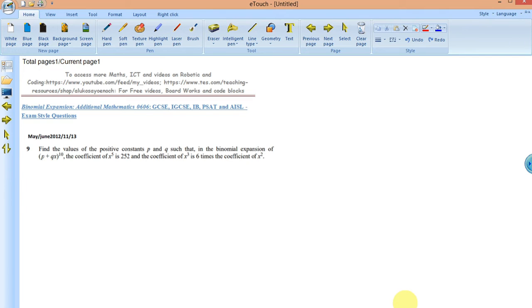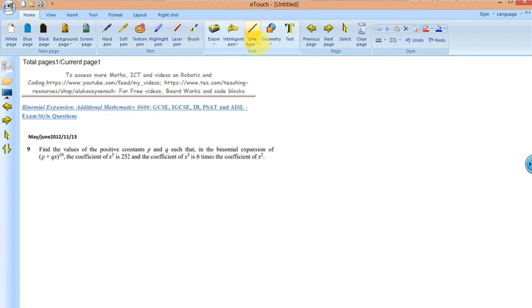Okay, so let's go ahead with the next question, guys. Find the value of the positive constants p and q such that in the binomial expansion of (p + qx) all raised to the power of 10, the coefficient of x raised to the power of 5 is 252 and the coefficient of x raised to the power of 3 is 6 times the coefficient of x squared.